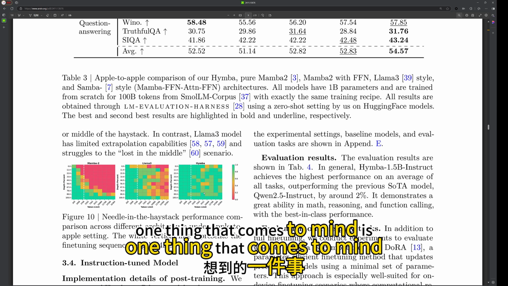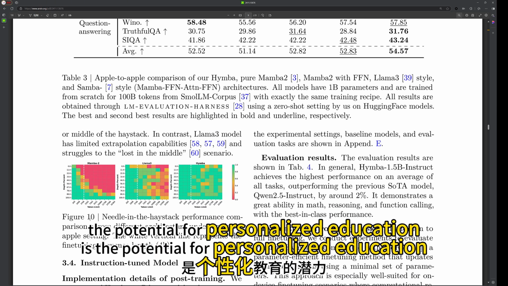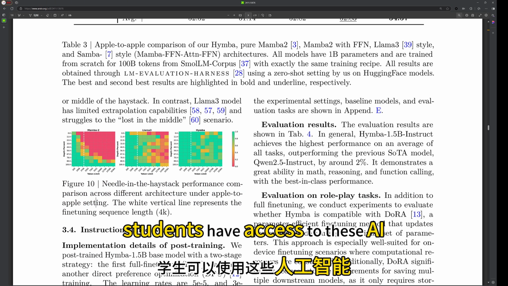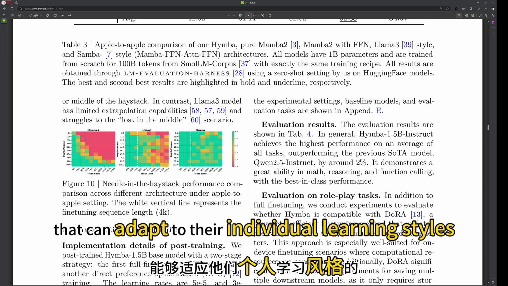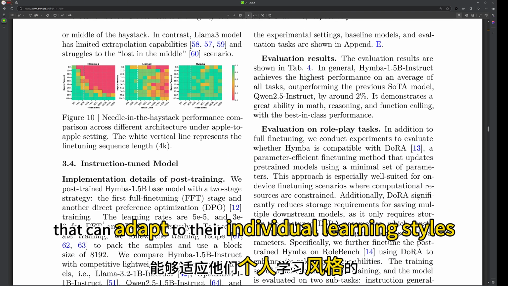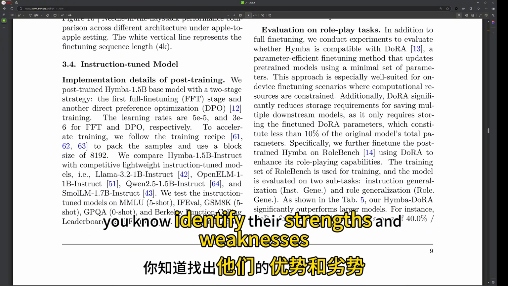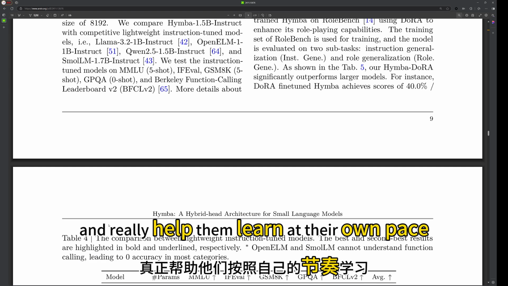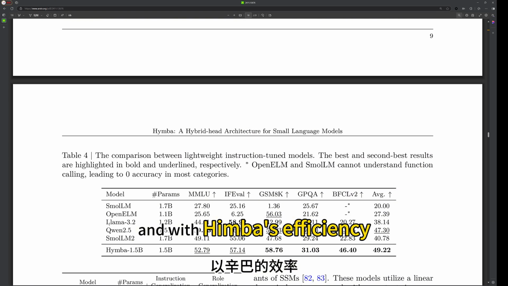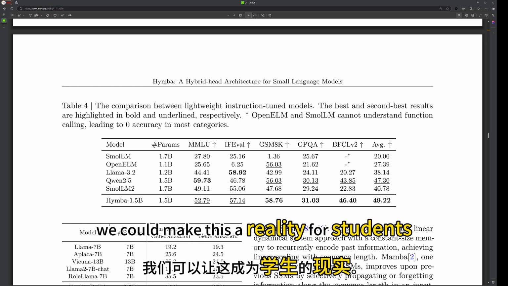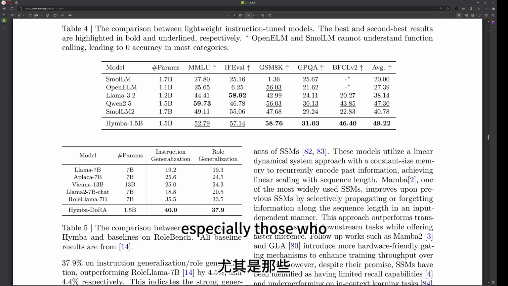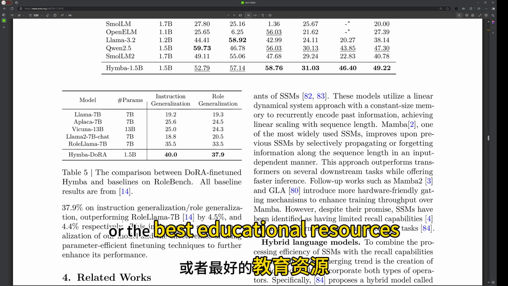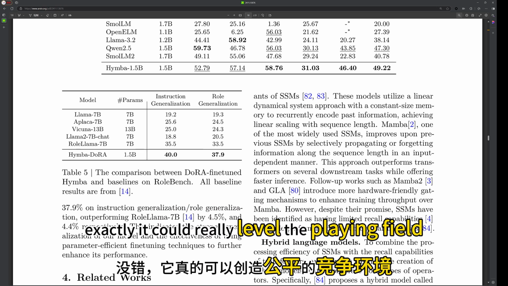Yeah, one thing that comes to mind is the potential for personalized education. Imagine a world where students have access to these AI tutors that can adapt to their individual learning styles, identify their strengths and weaknesses, provide customized feedback, and really help them learn at their own pace. Yeah, that's amazing. And with Hymba's efficiency, we could make this a reality for students all over the world, especially those who might not have access to traditional tutoring or the best educational resources. Exactly. It could really level the playing field.